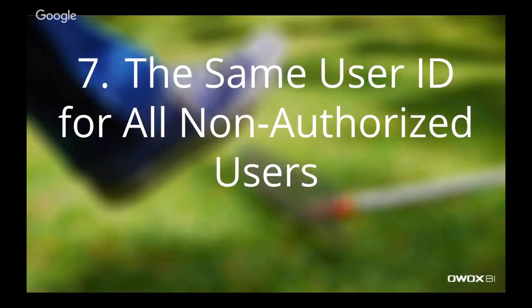Okay, and we are moving fast today. Problem number 7 is the same user ID for all non-authorized users. So let's start from the very beginning.